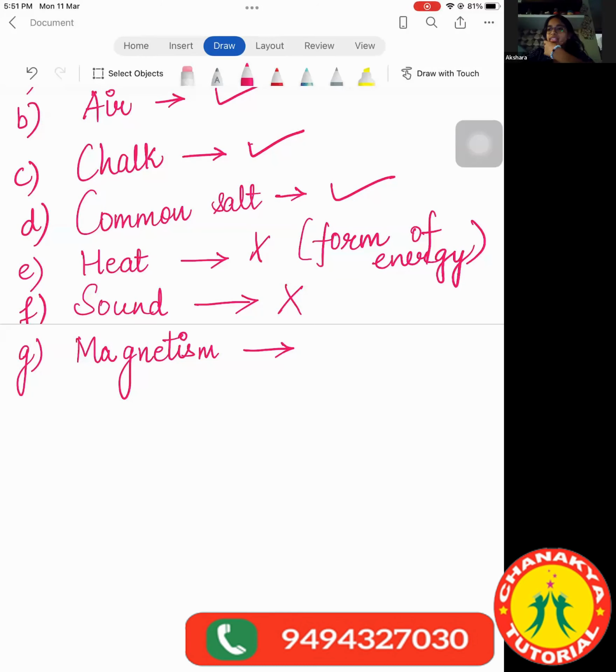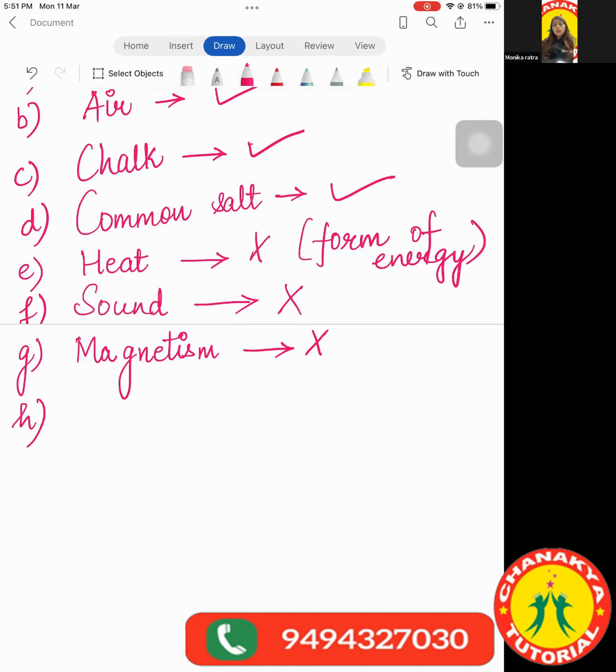Ma'am, I don't think it's considered as matter. It is not considered as a matter because if we talk about magnet, then yes, it is a matter. Whereas magnetism is a process which involves the generation of magnetic properties. Clear, everyone?